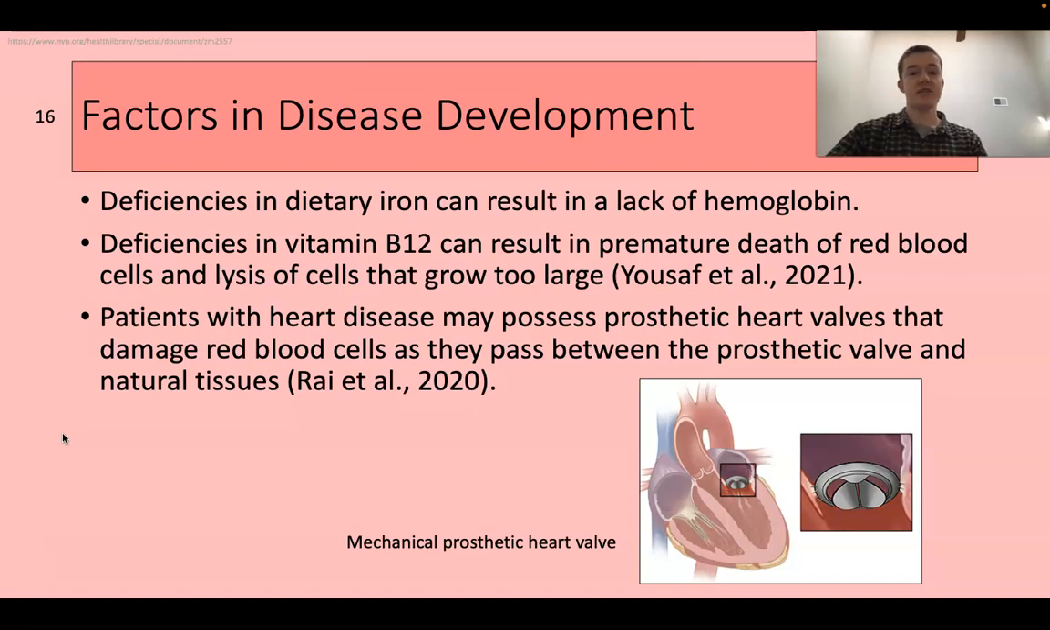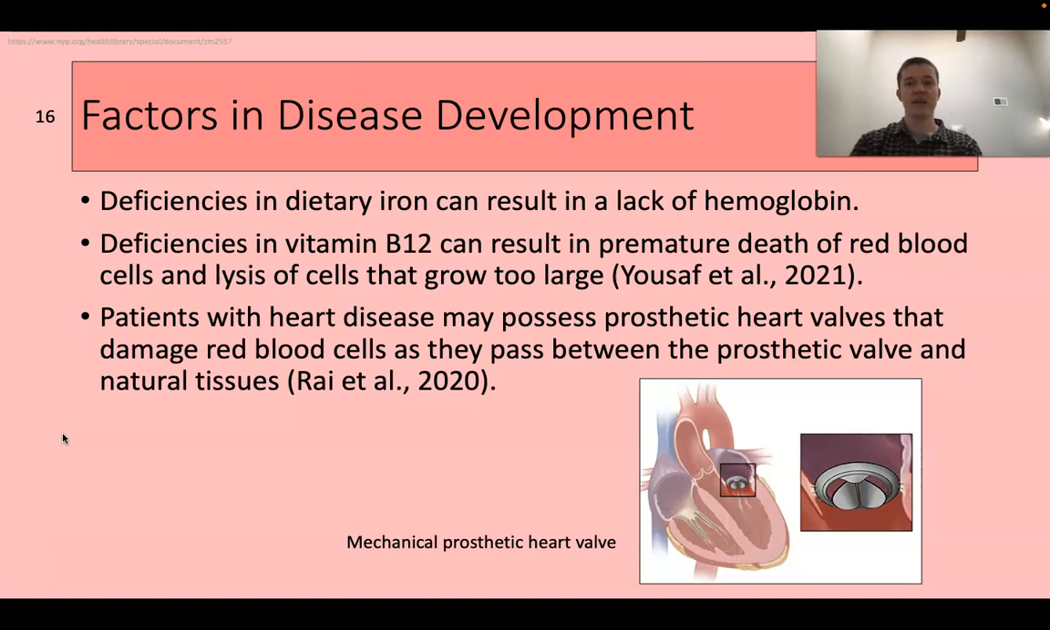So, factors in disease development. Lifestyle habits such as diet can increase the risk of developing hemolytic anemia. Deficiencies in dietary iron can result in the lack of hemoglobin, and deficiencies in vitamin B12 can result in failed maturation of red blood cells as well. This can also lead to premature death of red blood cells and lysis of red blood cells that grow to be too large, or their growth is uncontrolled.